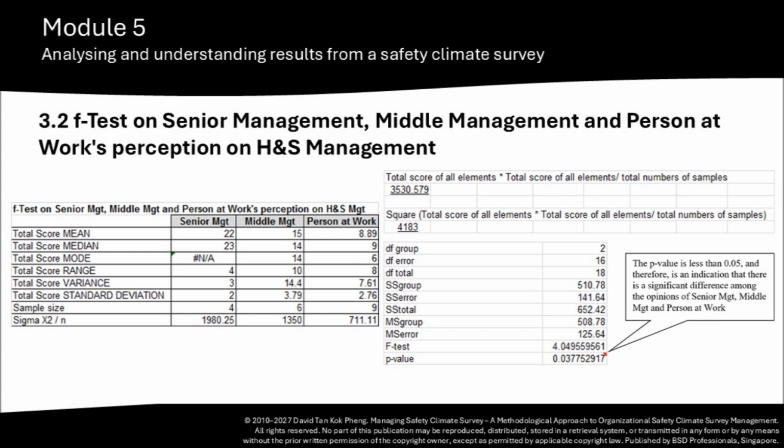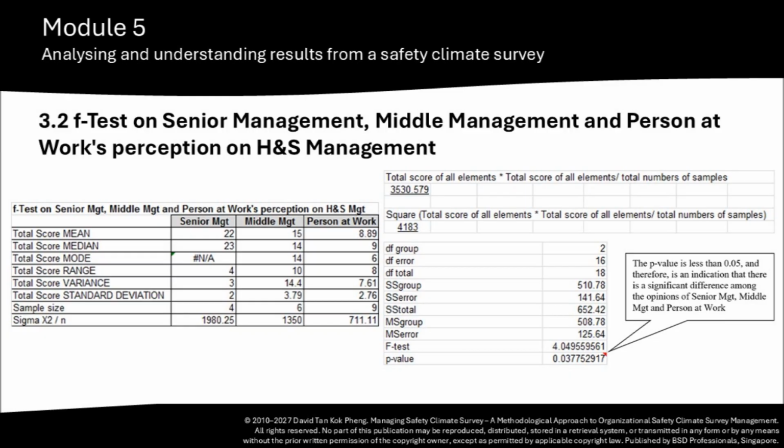Next, an F-test was conducted to examine whether there were significant differences in perceptions of the health and safety management system among the three respondent groups: senior management, middle management, and persons at work. The computation was carried out as shown in the preceding table.